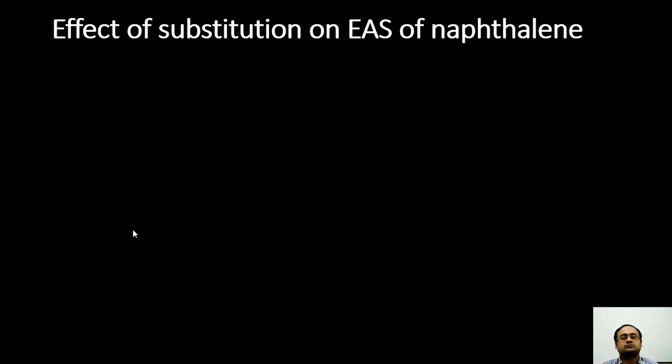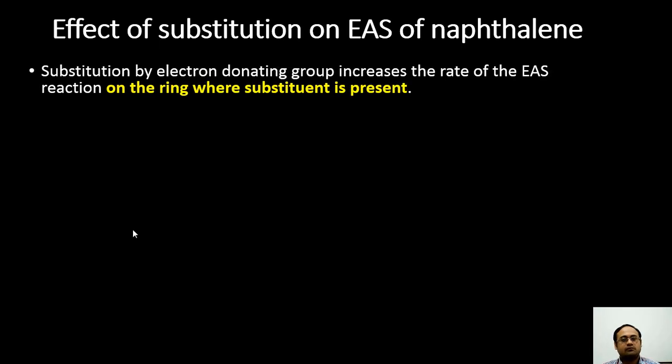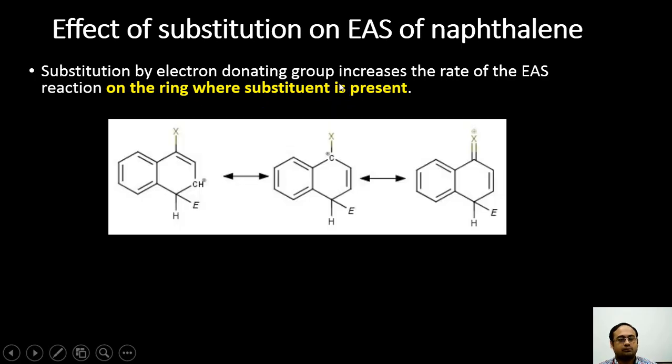So further we can try to understand what the effects of substitution are on this reaction of naphthalene, and we find that if electron withdrawing groups are substituted on the ring, the rate of substitution decreases, but if electron donating groups are present, then the rate of the reaction increases and the substitution will happen in the ring where the substituent is present. That means if the substituent is present in this ring, then the electrophile is more likely to attack that ring, because this portion of the molecule is better able to stabilize the positive charge through resonance stabilization.